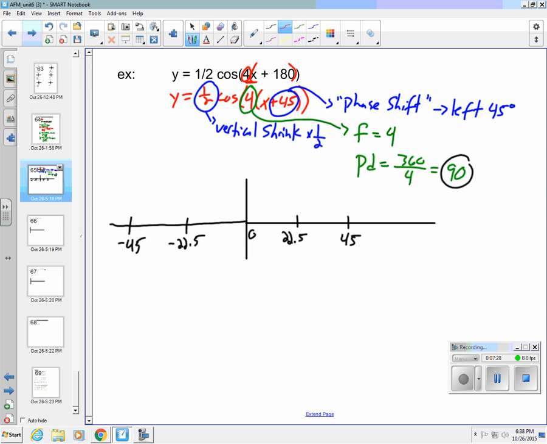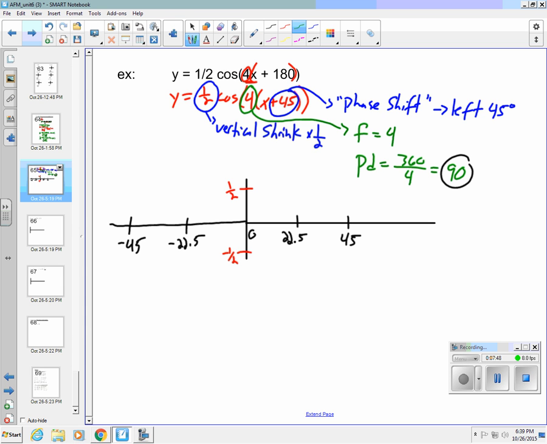So we see the vertical shrink is 1/2, which means the maximum will go up to 1/2 instead of all the way up to 1, and down to negative 1/2 instead of down to negative 1. Once we've marked off our graph all this way, there's no vertical shift on this one, so we don't have to move it up or down.